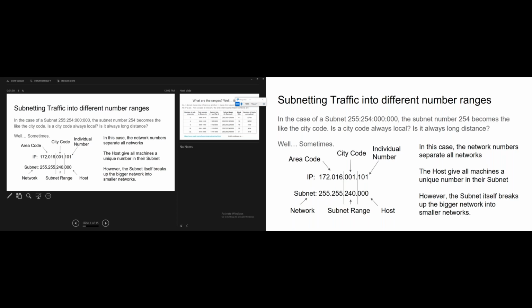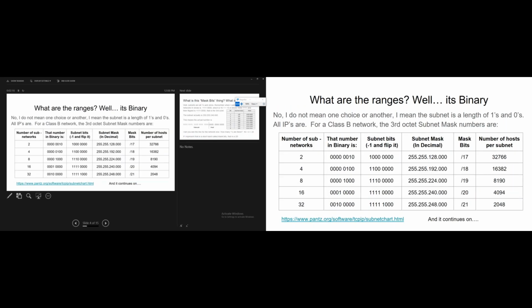Well, that's exactly what happens here. You have a network portion, you have a host portion, we're used to that. The network portion is like the area code, the host portion is like the individual number, but now we have something called a subnet range. And now we're at, well, is this city code long distance, yes or no? Depends. These numbers are, these numbers aren't. So how do we figure this out?